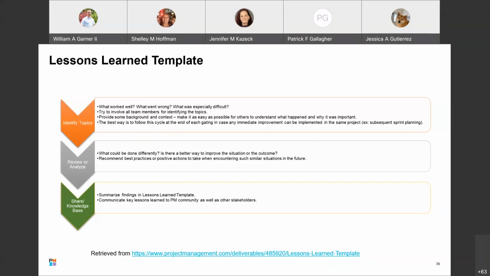Anything else, please? This thing that I have on the screen was a lessons learned template. I pulled it from Projectmanagement.com and cited it. This is the lessons learned template that I shared with you. This is actually the front tab of that: identify topics you want to review and analyze, and then you share it in your knowledge database.